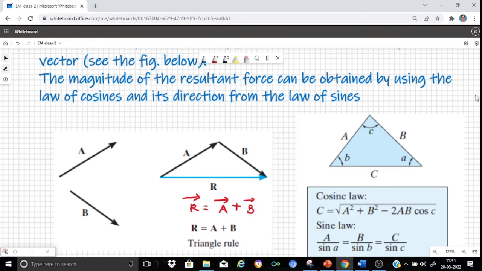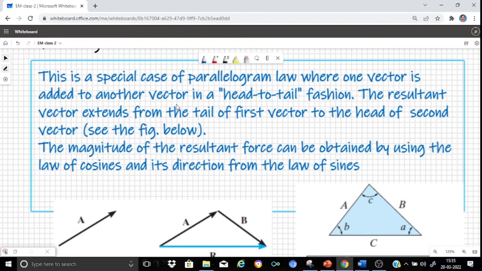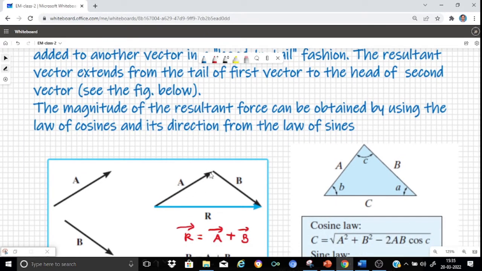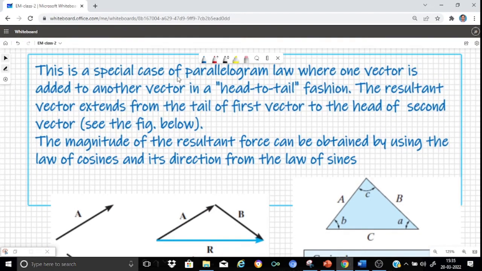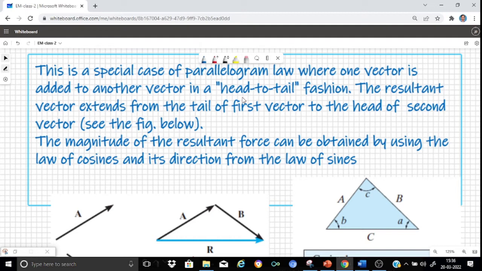So now referring to this sketch, let me just make the statement once again. The triangle law is a special case of the parallelogram law where one vector is added to another vector in a head to tail fashion. This is what I was explaining. That is, the head of the first vector is connected, look here, in a head to tail fashion. So this is the head of vector A that is connected to the tail of vector B. So that is why we say that the connection of the two vectors should be in a head to tail fashion.